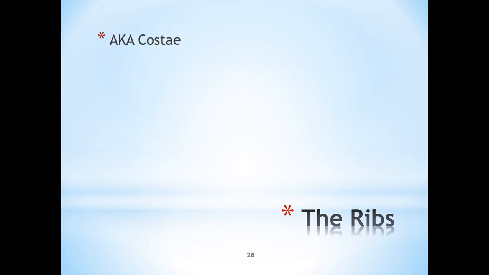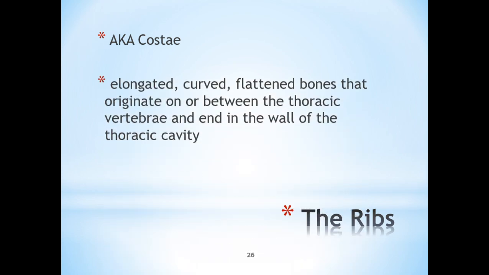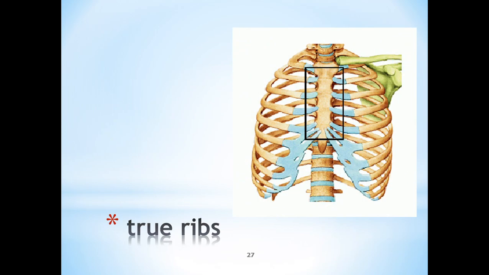Next, we have your ribs. The ribs are also known as your costae. They are elongated, curved, flattened bones that originate on or between the thoracic vertebrae and end in the wall of the thoracic cavity. These are your ribs, and there are 3 types of ribs.